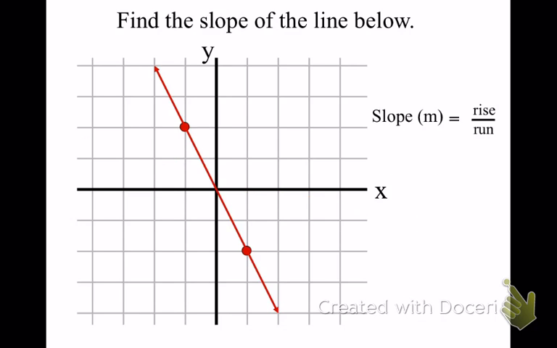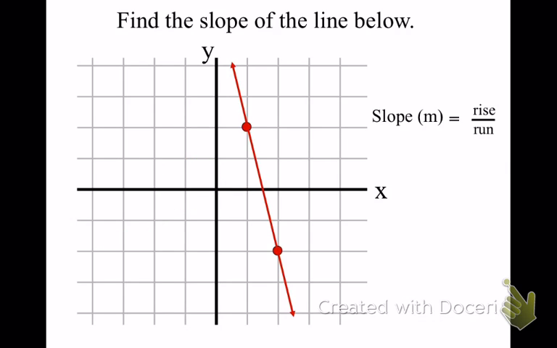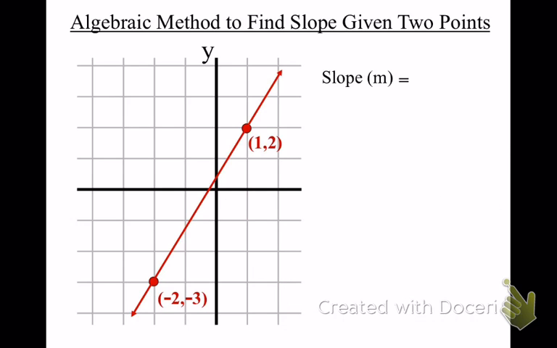All right, try another one. Now check your work. Now try one more. Now check yourself. And if you can reduce it, make sure to reduce it. All right, I'm going to skip forward and let's move on to how to find slope given 2 points algebraically.